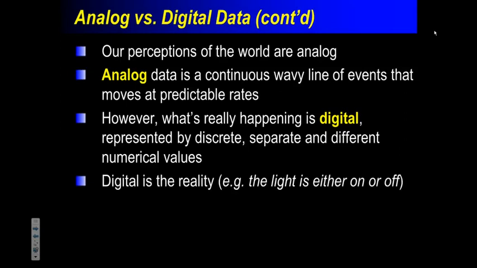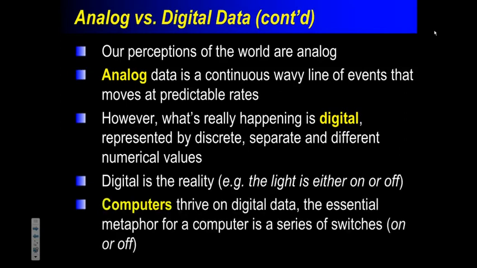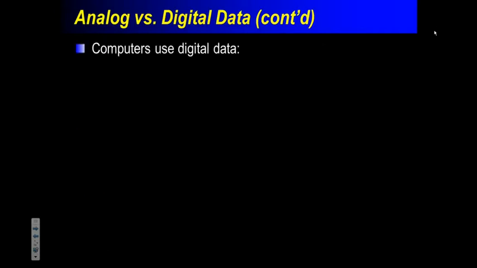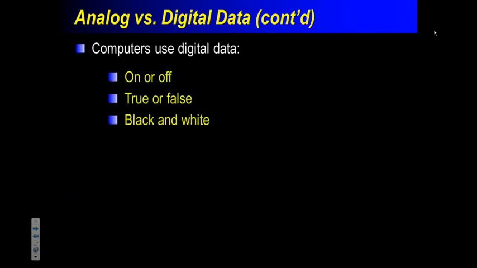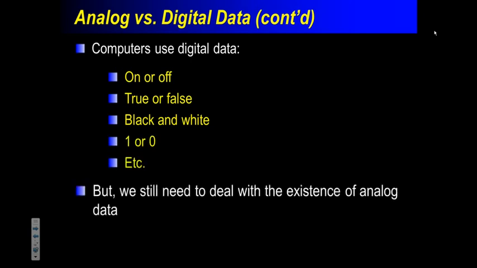So the digital world is the computer's reality. Our world is an analog reality. So we need to think of the way that those two things are communicating with one another, okay? All right. So on or off, true or false, black or white, that's the computer's world, okay? 1 or 0, etc. But in our world, we still need to deal with the existence of living within analog data.